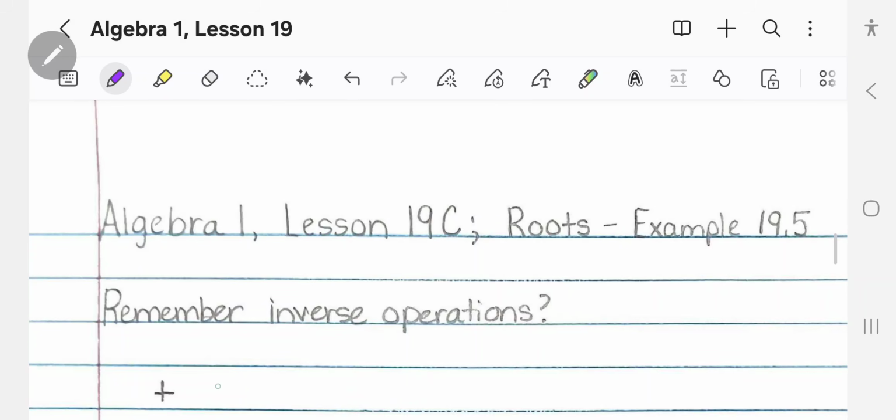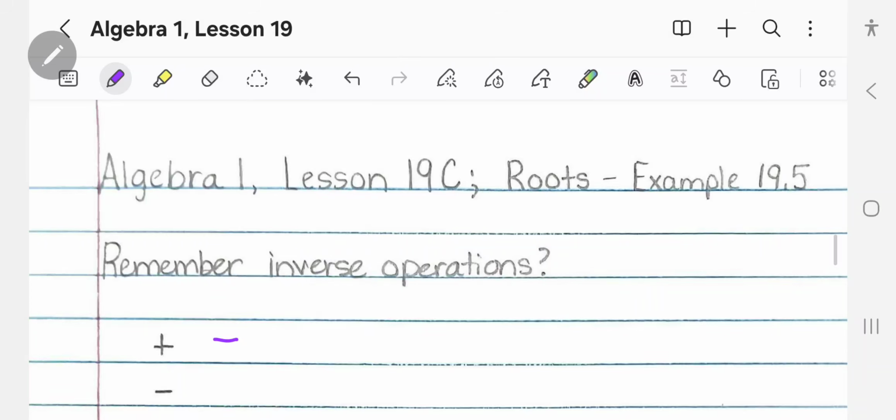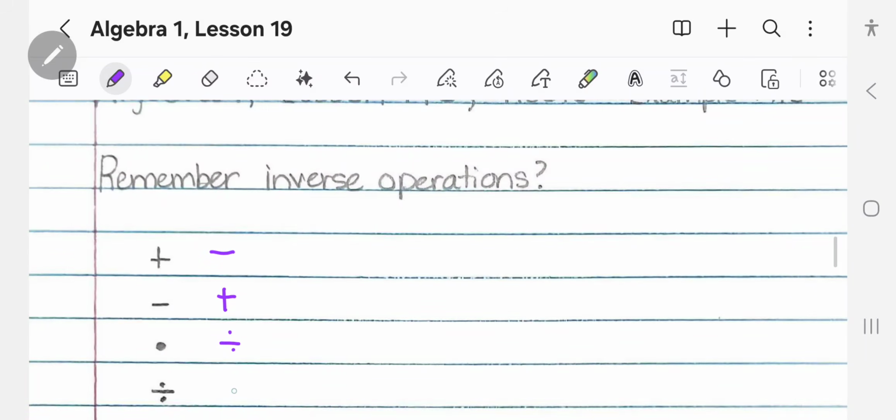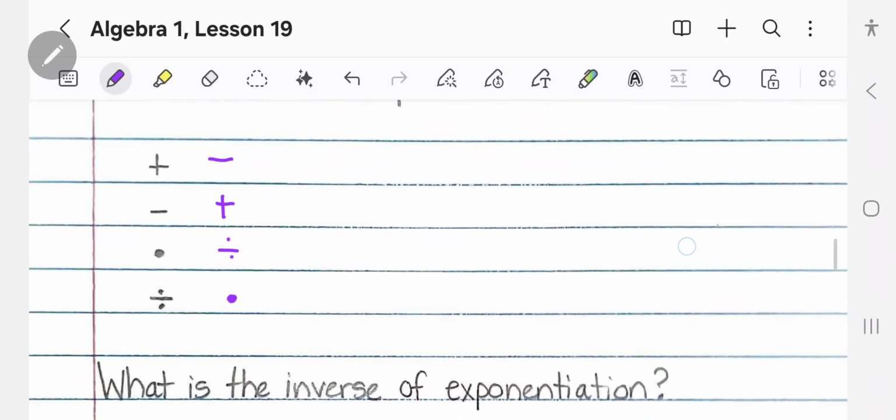The inverse of addition is subtraction. The inverse of subtraction is addition. The inverse of multiplication is division. The inverse of division is multiplication. We've done that. What is the inverse of exponentiation?